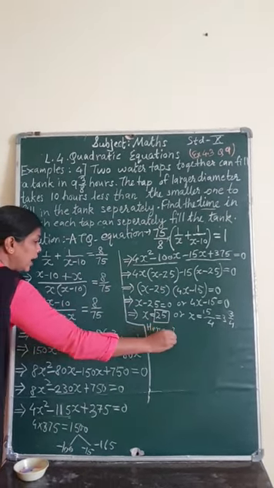So hence the smaller tap takes 25 hours to fill the tank separately, and the larger tap takes 25 minus 10, that means 15 hours, to fill the tank separately.